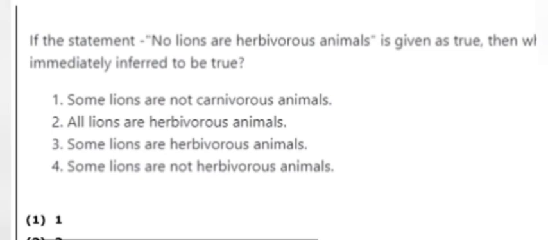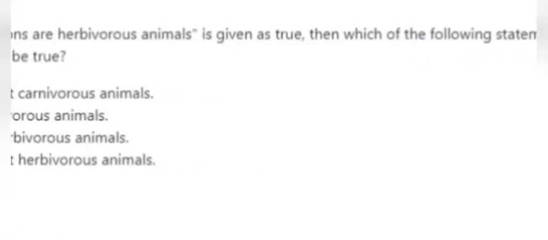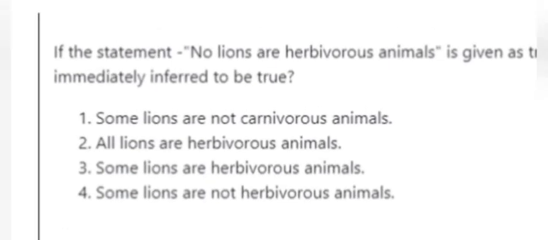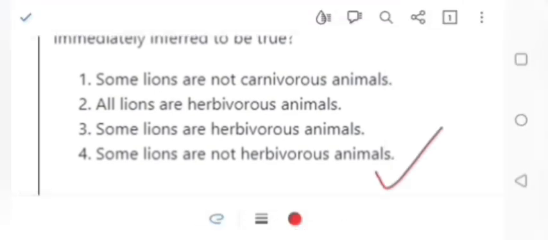29. If the statement no lions are herbivorous animals is given as true, then which of the following statements can be immediately inferred to be true? Some lions are not carnivorous animals. All lions are herbivorous animals. Some lions are herbivorous animals. Some lions are not herbivorous animals. So it will be some lions are not herbivorous animals.